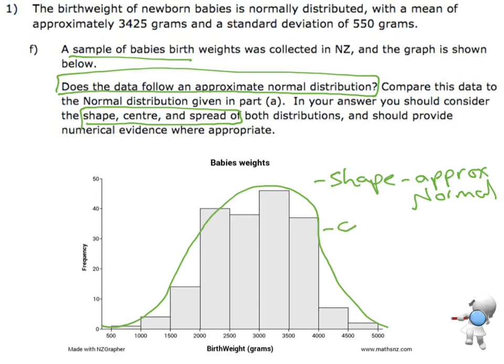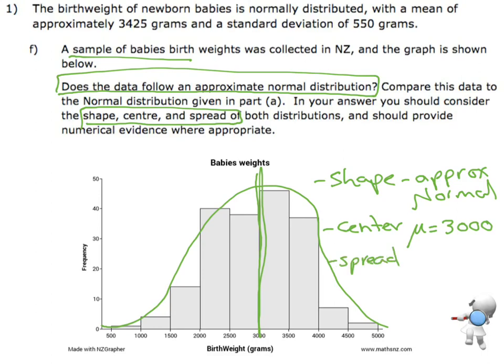Then we need to think about, well, where is the centre? Okay, so in terms of our centre, I look at, well, where would the middle be? Where would the mean be? And that mean, I would say, is probably somewhere around about 3,000. Okay, then what else do I need? I need to talk about the spread.